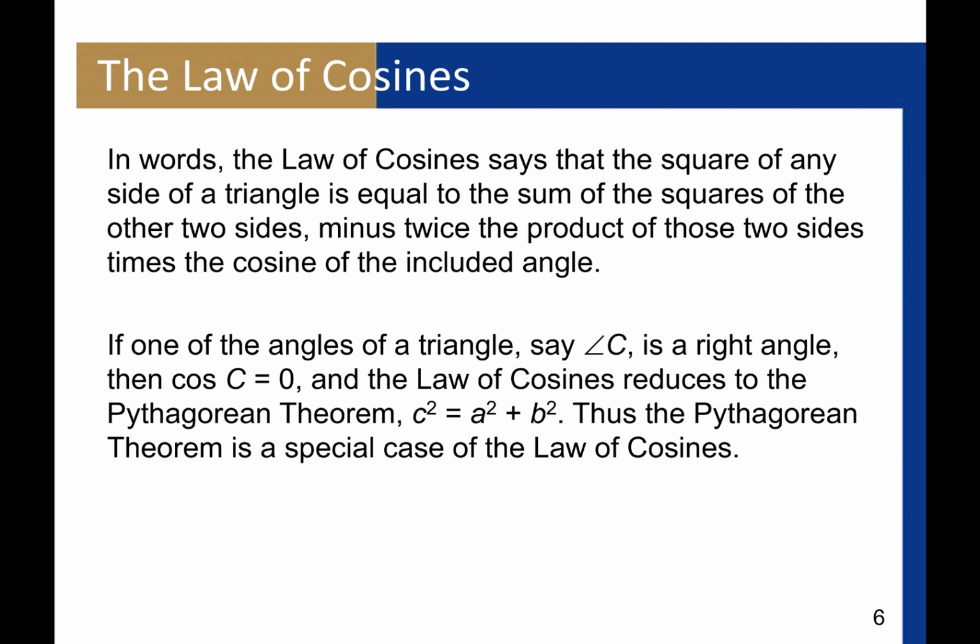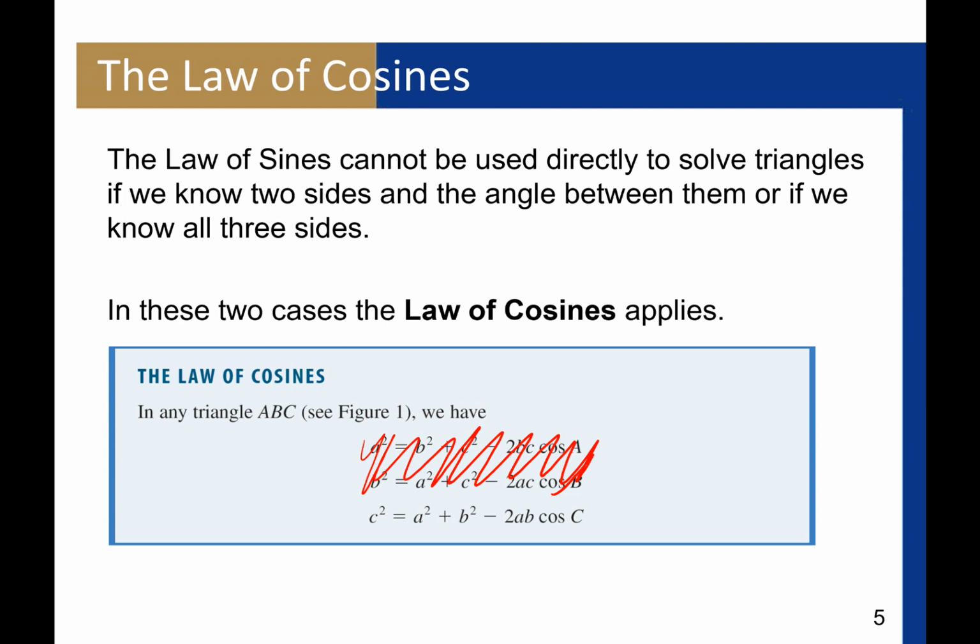Now, if we go back to one of these things here, if that angle C happens to be a 90-degree angle, what's the cosine of 90? That's right, it's 0. So this whole thing here completely disappears because it goes to 0 and, gasp, a squared plus b squared equals c squared. I've heard that somewhere before.